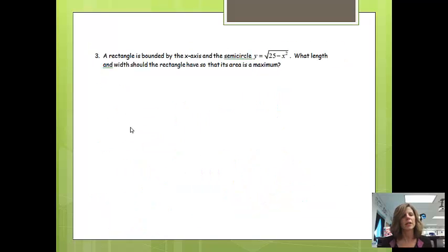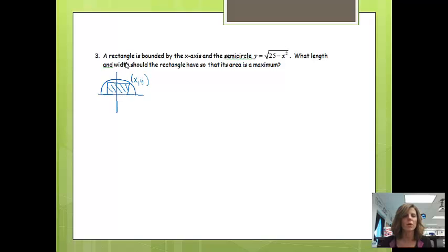Right, the next one, a rectangle is bounded by the x-axis and the semicircle y equals the square root of 25 minus x squared. What length and width should the rectangle have so that its area is a maximum? I do believe you have a picture on yours, so I'm just going to draw my picture here real quick for me. And there's my rectangle, and then I just called this the point xy.